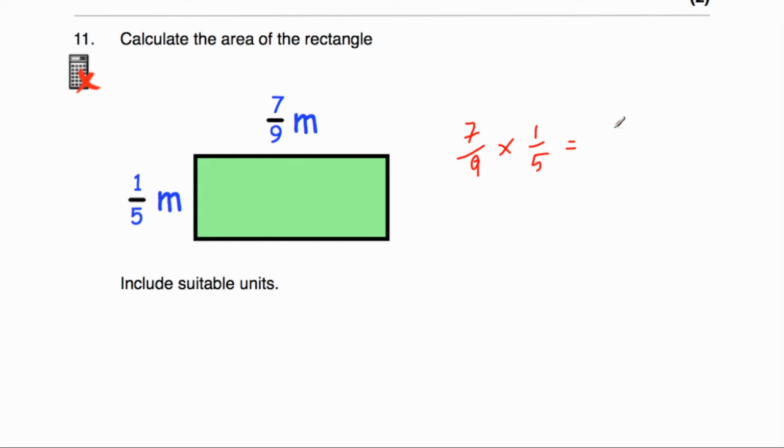7 times 1 is equal to 7, and 9 times 5 is equal to 45. And because we've got 7 and 45, they're not divisible by anything apart from 1. They've got no other common factors apart from 1. So that means that our answer would be 7/45. Now we need to include our units. We're working out the area of this rectangle, and the measurements are metres, so it's going to be in square metres or metres squared. So the answer would be 7/45 metres squared, or 7/45 square metres. And that's it. Okay, let's have a look at our next question, question number 12.